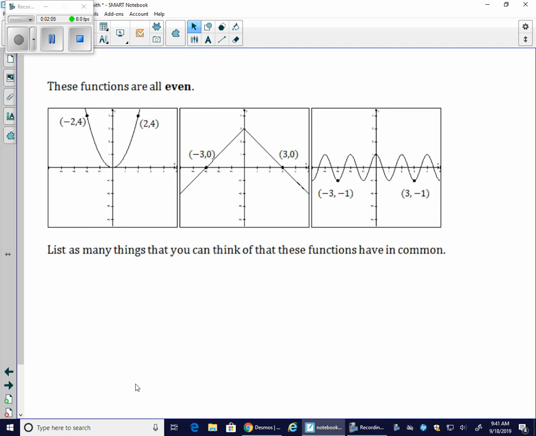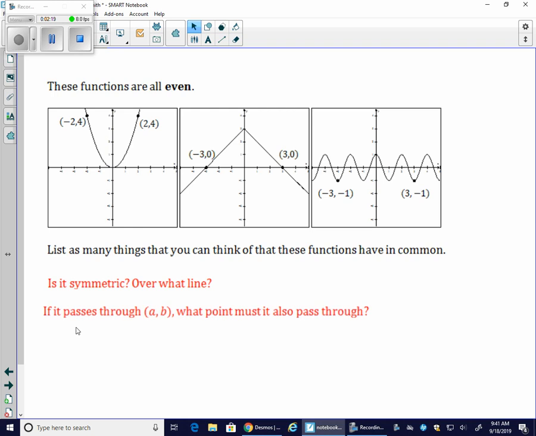Okay, here's some questions you might want to ask yourself. Are the even graphs symmetric, and over what line? If the graph passes through A comma B, what point must it also pass through? So over here, A comma B might be the point 2 comma 4. What other point must it also pass through?